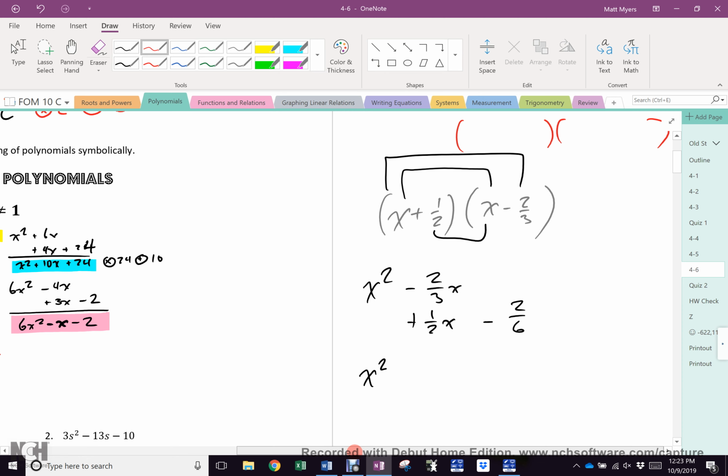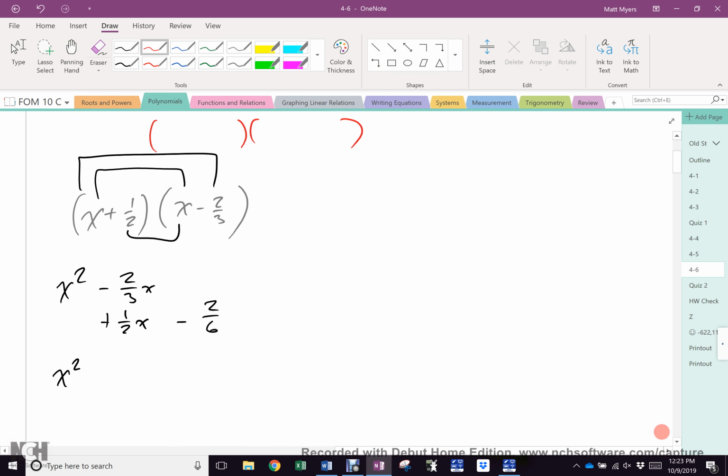So I'm going to do that over here. And again, you don't have to write this down. I just want to show you what is happening. Negative 2/3 plus 1/2. Can I add those?